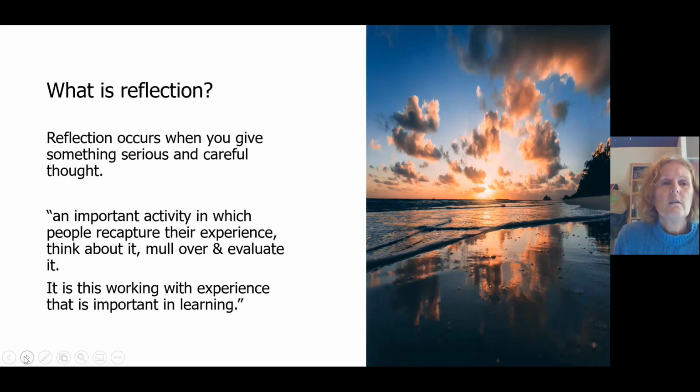What is reflection? Reflection occurs when you give something serious and careful thought. It's an important activity in which people recapture their experience, think about it, mull it over and evaluate it. It is working with experience that's important with learning. And we'll explain this a little bit.